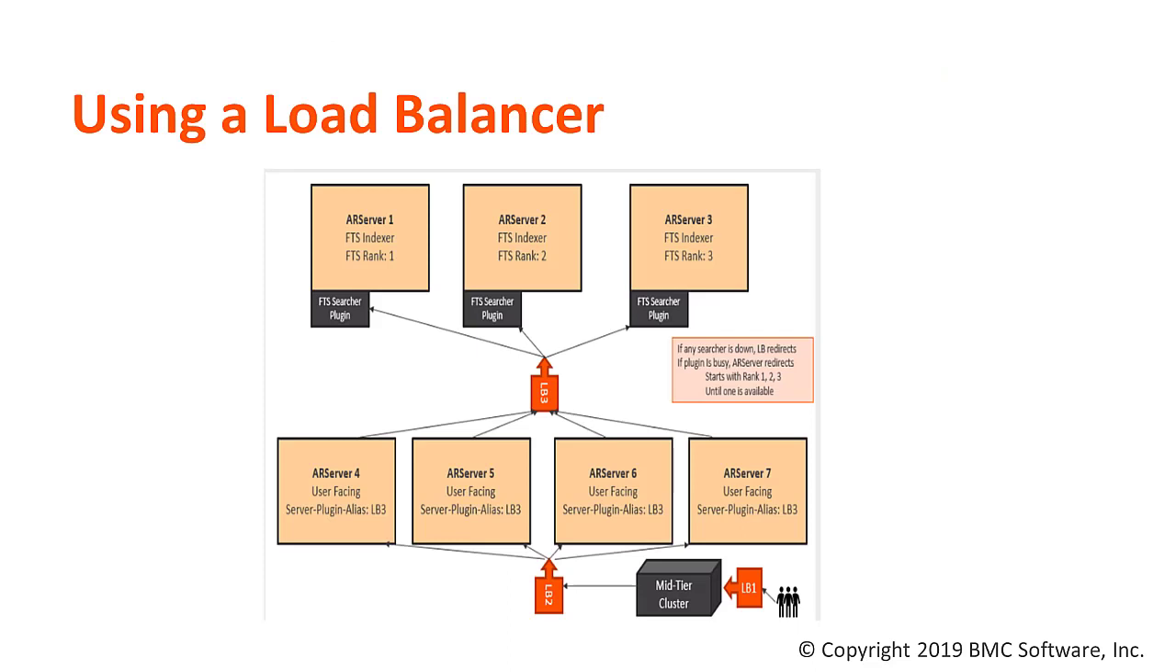So if you want your load distributed evenly from all of your user-facing servers, you can put a load balancer between your AR servers and your FTS Searcher plugin servers. The diagram on this slide demonstrates the load balance configuration. If any searcher is down, the load balancer redirects traffic. If the plugin is busy, AR server redirects starting with the servers ranked 1, 2, or 3 until one is available.